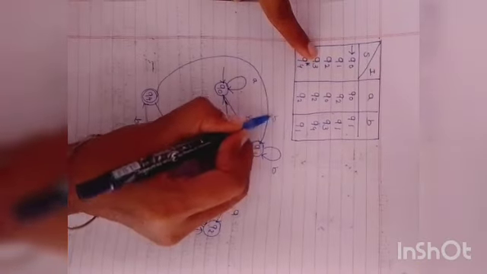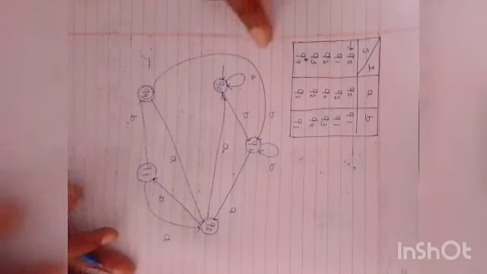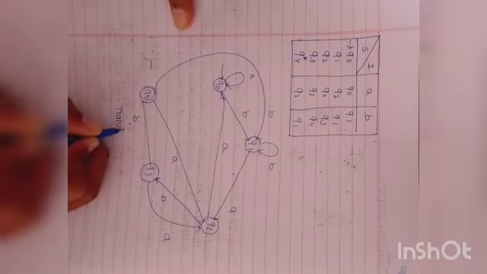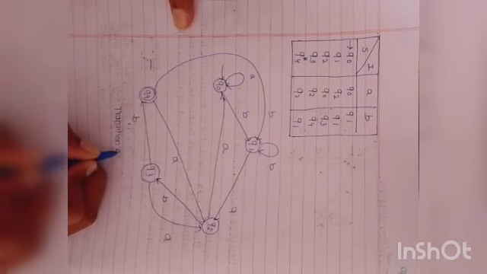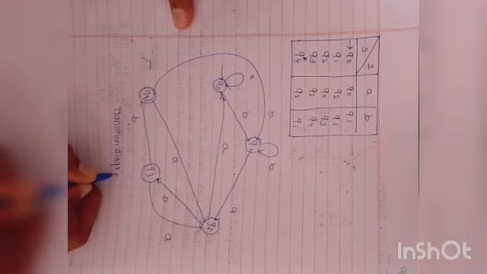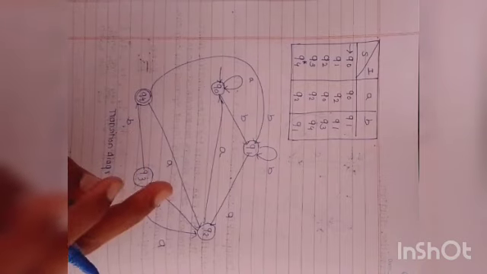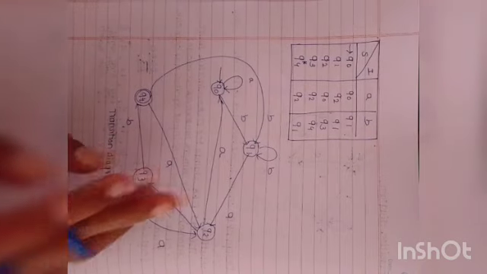So this is the transition diagram for this problem. Here is the transition diagram for the strings that end with BABB.